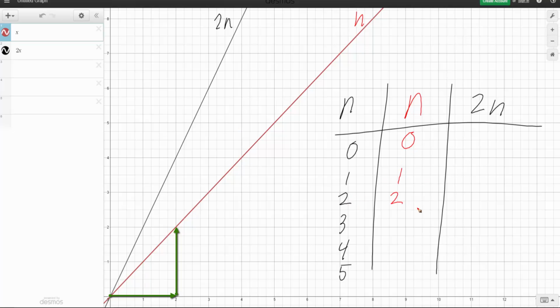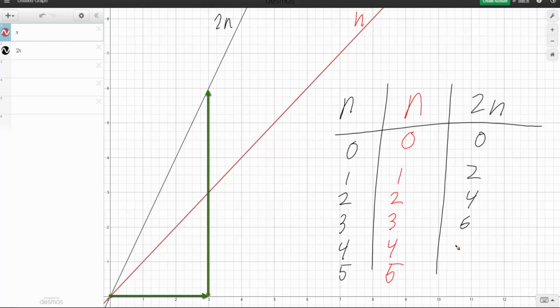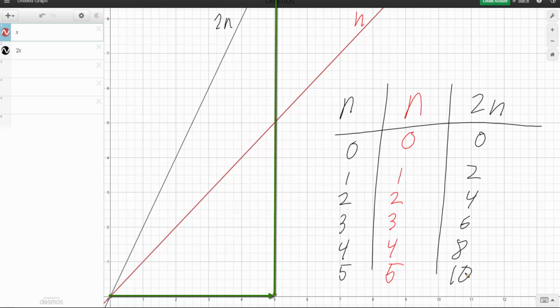Let's see. 2, 3, 4, 5. Hey, look, this is simple. Nice linear growth. So on and so forth. Let's do 2n. Okay, I'll switch to black here. Well, 2 times 0 is 0. 2 times 1 is 2. 2 times 2 is 4. 6, 8, 10. Love counting by twos. I have loved counting by twos ever since grade school.